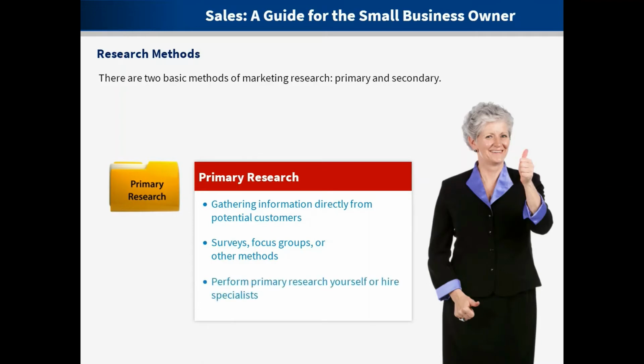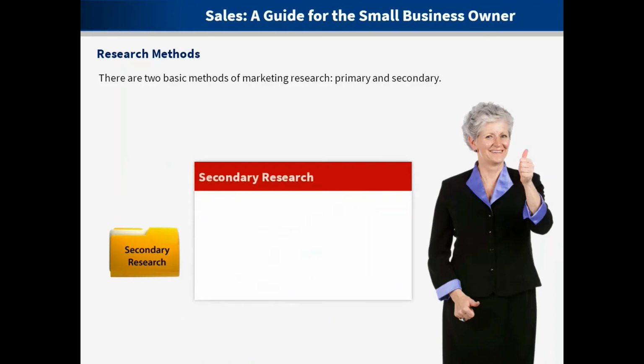You can perform primary research yourself or hire specialists to do it for you. Hiring a specialist is best suited to larger businesses because of the cost involved. Secondary research is information that comes from business studies, statistics, reports, and other data from government agencies, trade groups, and other business associations. Secondary research will provide the biggest resource and can often be found for free.